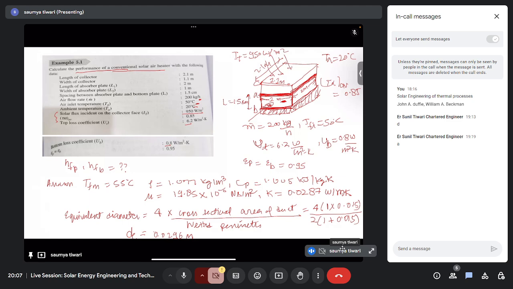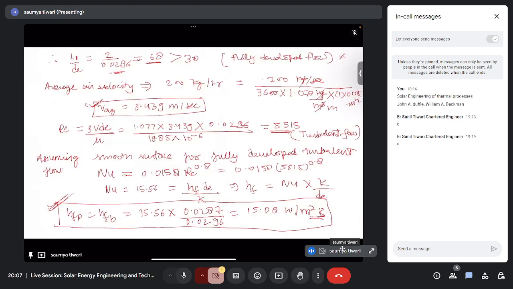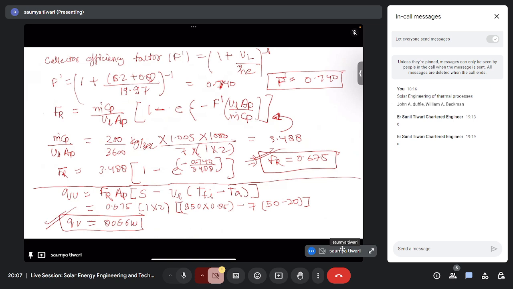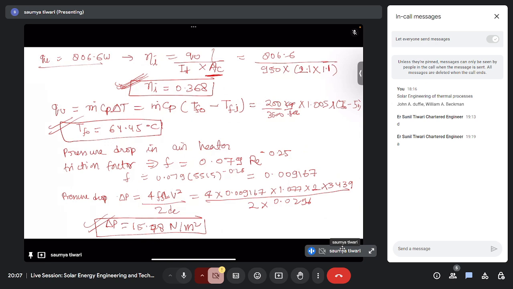This question was a nutshell in itself, giving all the important factors that you have to remember for a solar air heater. We have calculated the average velocity, the Reynolds number, then the heat transfer coefficient, the equivalent heat transfer coefficient, then the collection efficiency factor, your FR factor, and from there the useful heat gain. Once we have calculated this useful heat gain, we can easily calculate the instantaneous efficiency, the change in temperature or fluid outlet temperature, and then we can also calculate the pressure drop. Okay, so this is all for the solar air heater.